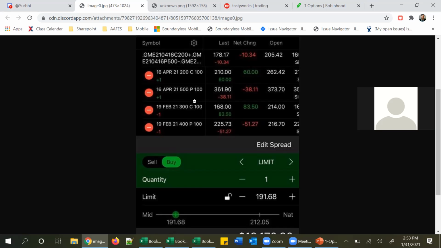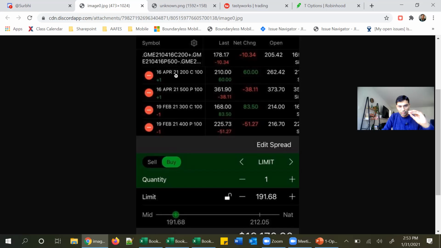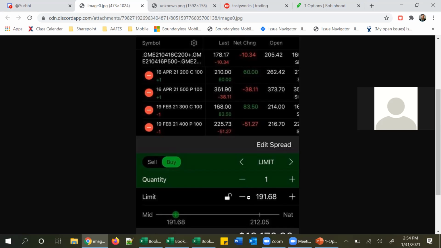Otherwise, if you are just buying these two things on the 16th of April, you are paying 210 plus 361, around $550 per stock, which is around $55,000. But by selling these two options here, you are actually making it cheaper. That is the whole intention of it. Because of having these two contracts here, your overall contract value becomes around $20,000, around 191,000.